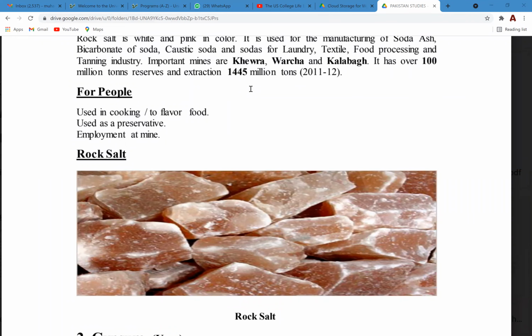So if you get a chance to visit, you'll get to know a lot about the exploration and extraction of salt in Pakistan, the rock salt specifically.